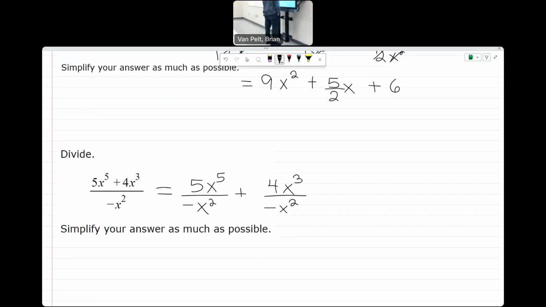And as far as simplifying here, you have this go like this, right? This goes like this. You're with me? And then they just get negative signs. So we're all good then? Negative 5x to the third, right? Minus 4x to the first.